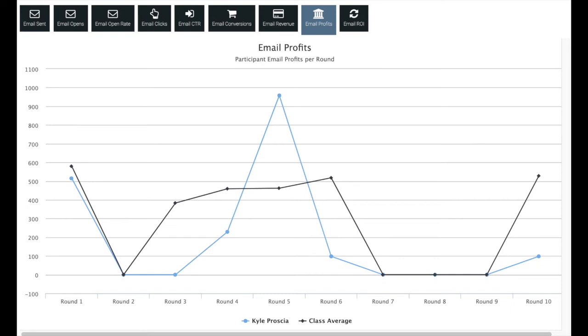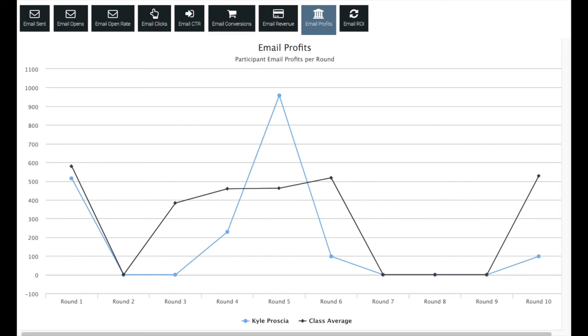And here's just a quick overview of my email profits throughout all 10 rounds. If I was to redo the simulation, this is absolutely something I would have paid more attention to. My biggest issue was that from the beginning, I was finding a lot of success by looking at what was working, and the email campaigns just were not. So I really didn't pay attention to them throughout.